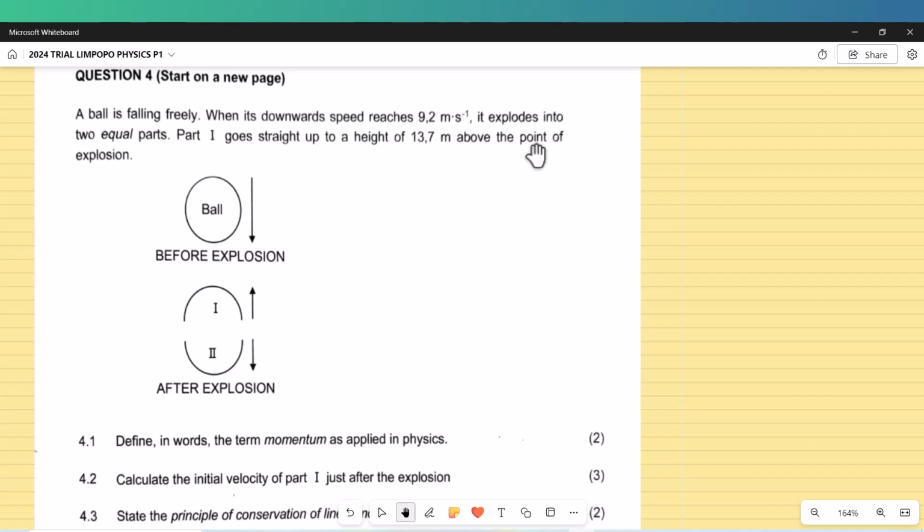Quantized, okay? It explodes into 2 equal parts. Part 1 goes straight up to a height of 13.7 meters above the point of explosion. To find the number of electrons, we say the number of electrons after explosion equals the charge on the sphere B divided by the electronic charge.